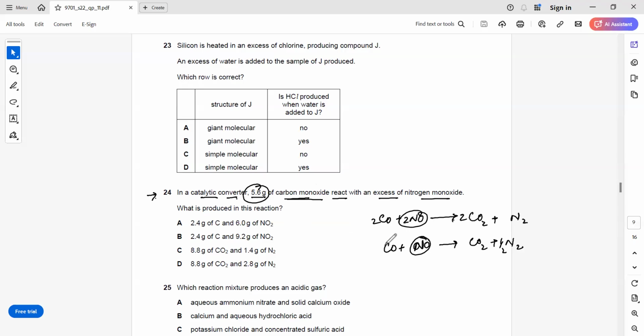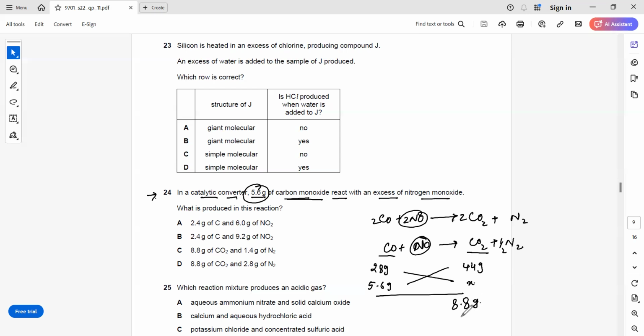So 5.6 grams. So how many moles of this, or we can simply calculate carbon monoxide, its mass according to the equation 12 plus 16, 28 grams. That is producing 44 grams of carbon dioxide according to the equation, 1 mole of carbon dioxide. So if we have 5.6 gram of carbon monoxide, how many grams of carbon dioxide will be produced? Cross multiply.